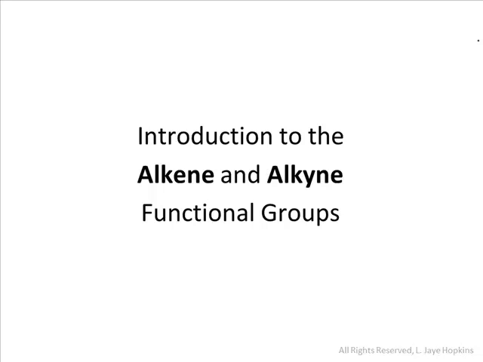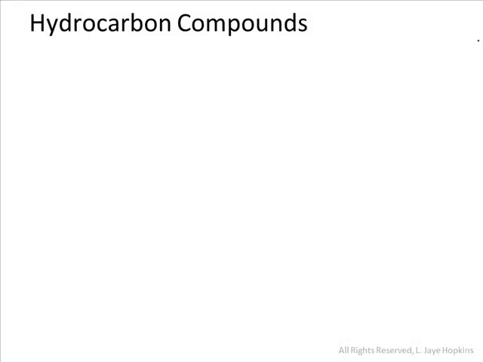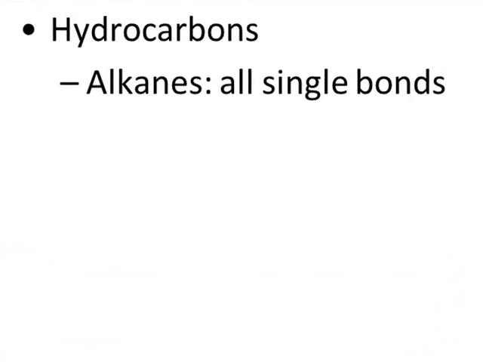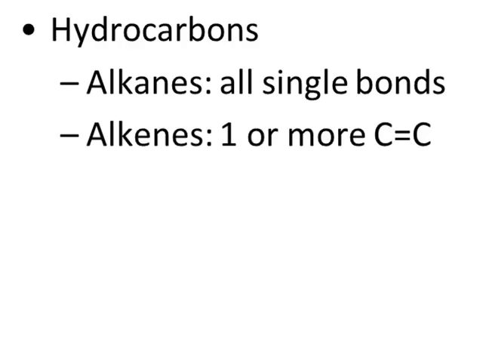In this lecture, we'll learn about two new functional groups, the alkene functional group and the alkyne functional group. Alkenes and alkynes are both examples of hydrocarbon compounds. We learned quite a bit about hydrocarbons in our last unit. That unit focused on alkanes, which are hydrocarbons that have all single bonds. Alkenes, on the other hand, are hydrocarbons that contain one or more carbon-carbon double bonds.